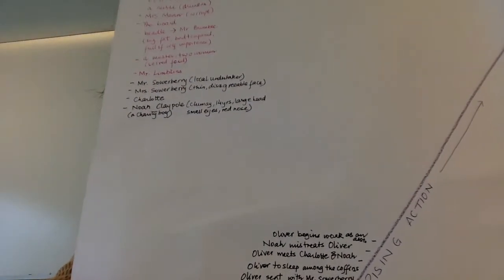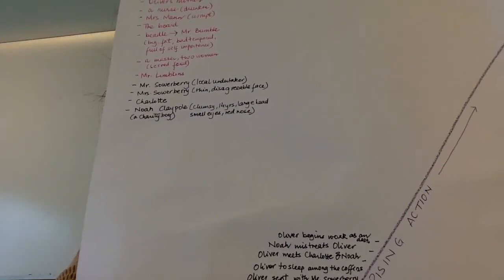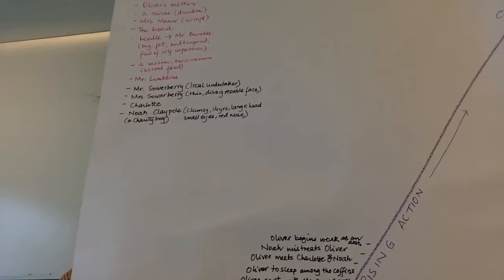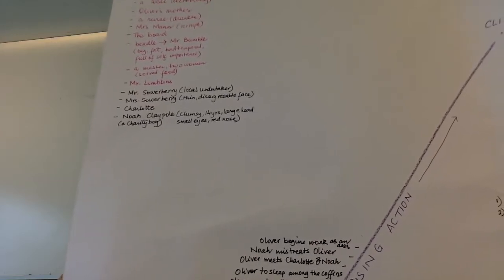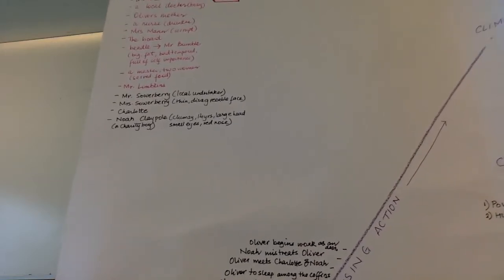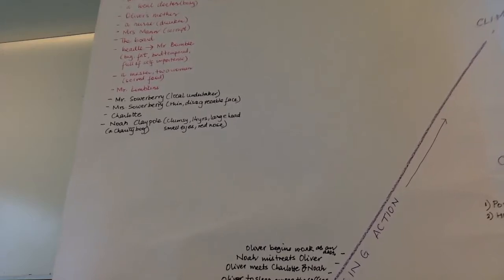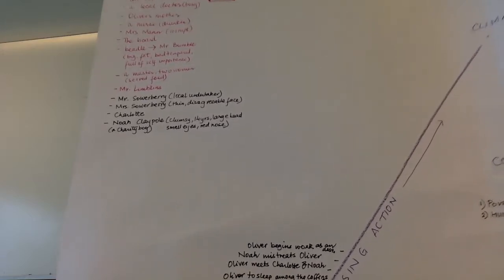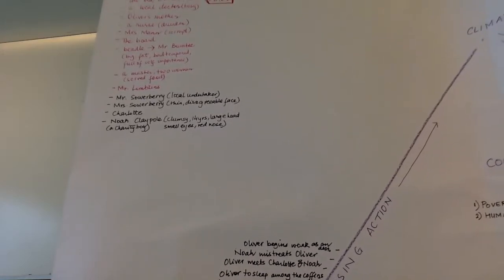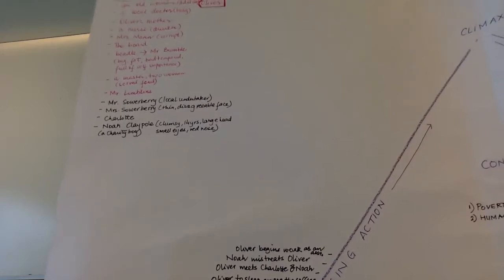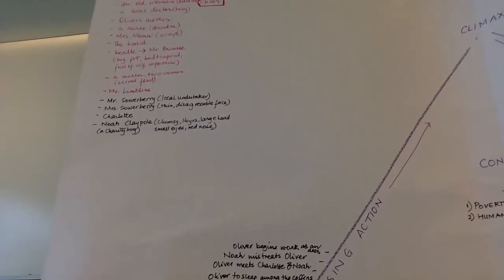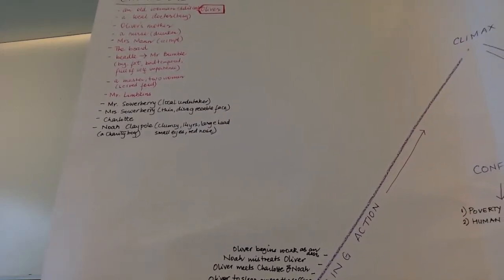So you see, we are introduced to Mr. Sowerberry, who was the local undertaker. That is, he was the one who used to arrange funerals when people died. Mrs. Sowerberry, his wife, was a thin lady with a disagreeable face, very mean and selfish. Charlotte was the girl who worked with Mr. and Mrs. Sowerberry. And Noah Claypole was a charity boy who worked with Mr. and Mrs. Sowerberry.